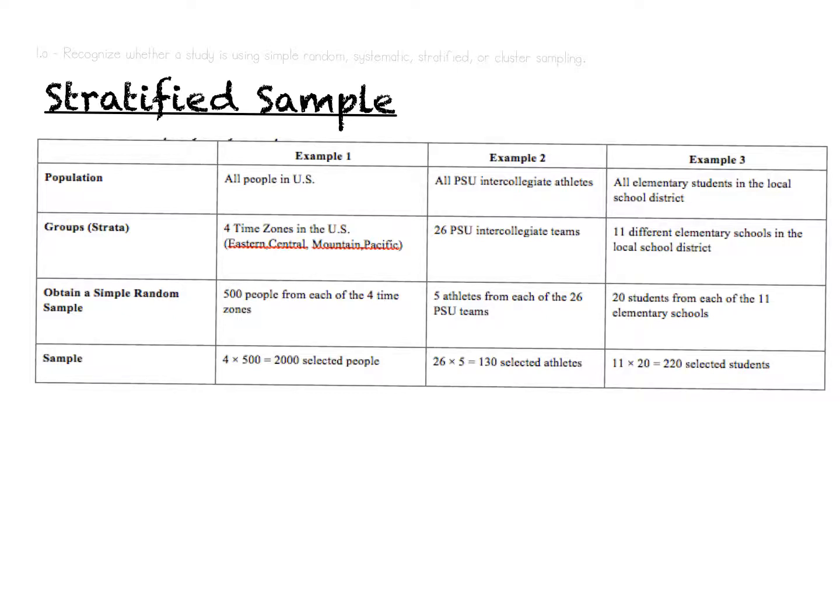And then in this case, the 11 different elementary schools, I'm going to choose 20 students at random from each of the 11 schools. So every school has representation, and that's the thing with a stratified sample. My simple random sample is how I'm choosing from each strata, but every strata has representation.